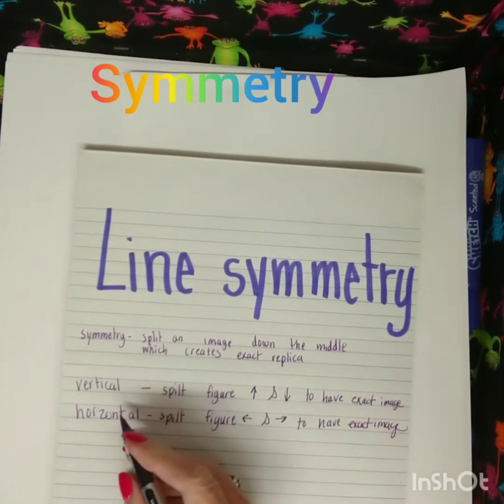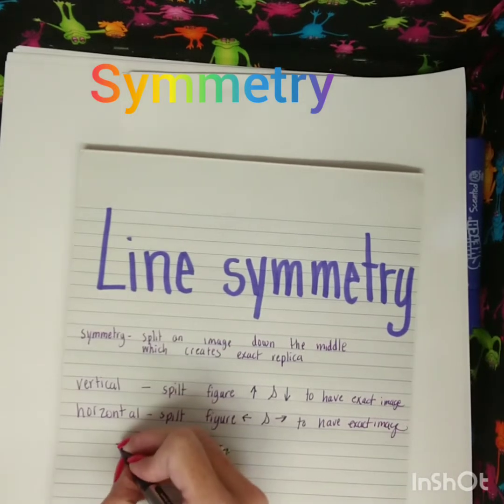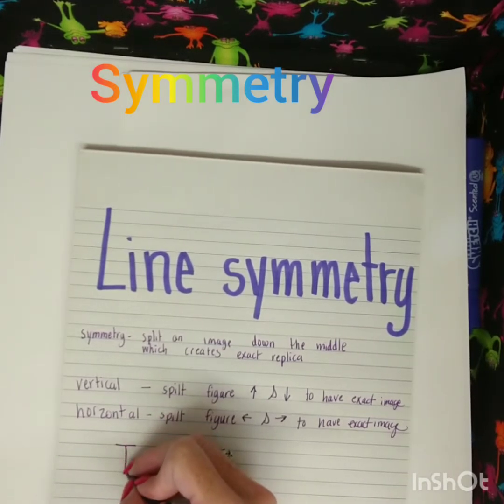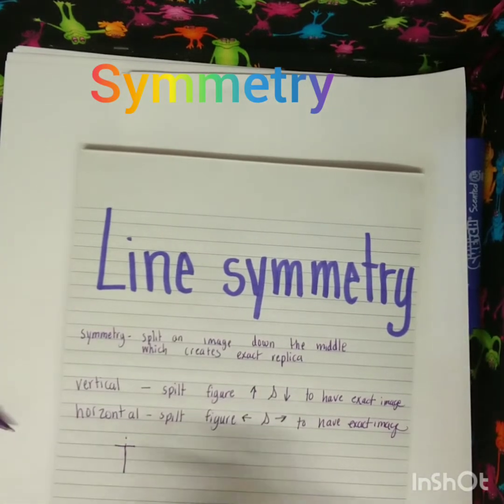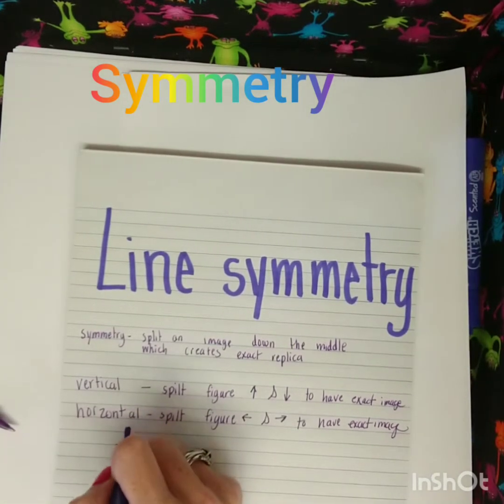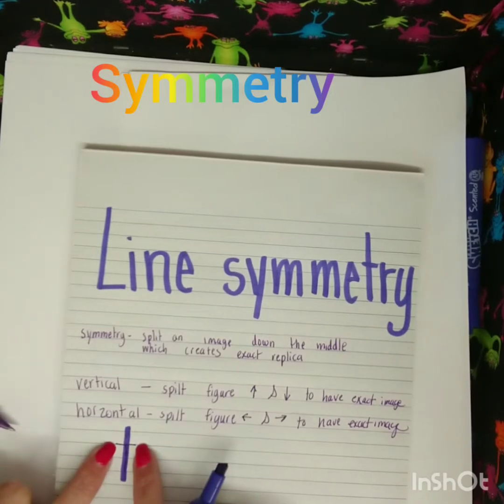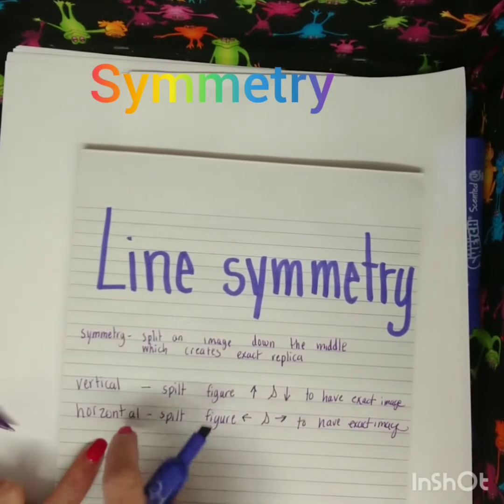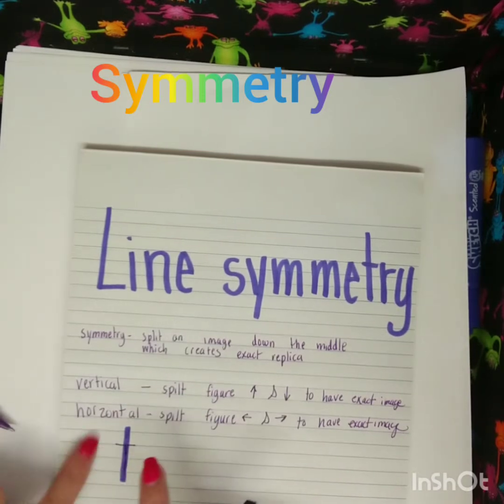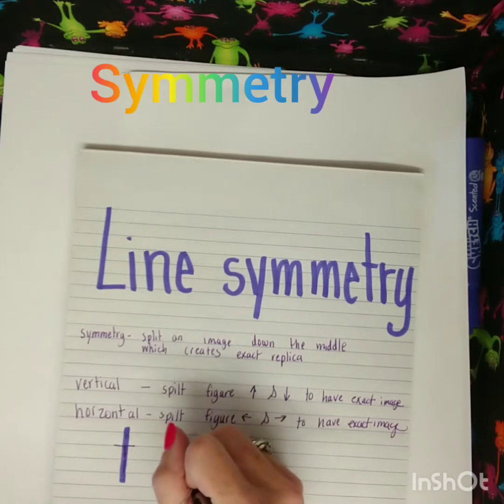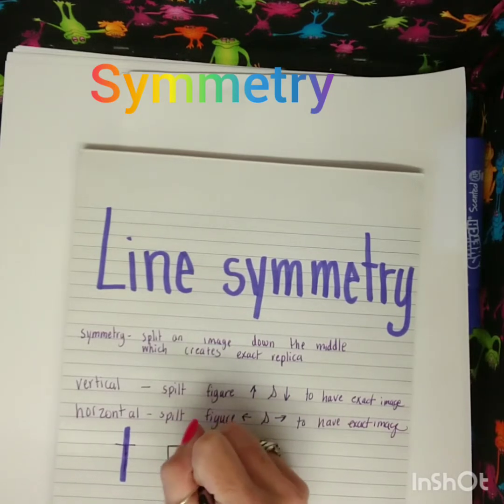So an example of vertical would be the letter T. I can split this vertically if I do it right down the middle. Let me use this marker, maybe this will help. If I split it right down the middle, you can see it looks exactly the same on the left and the right. I split it from the top to the bottom, and the left and the right side look exactly the same.